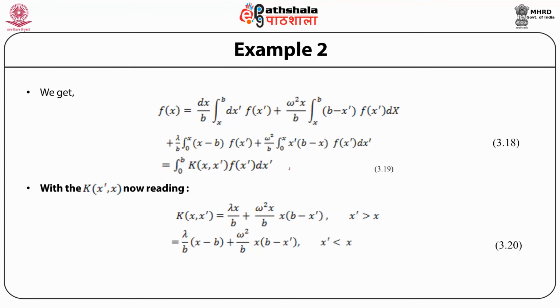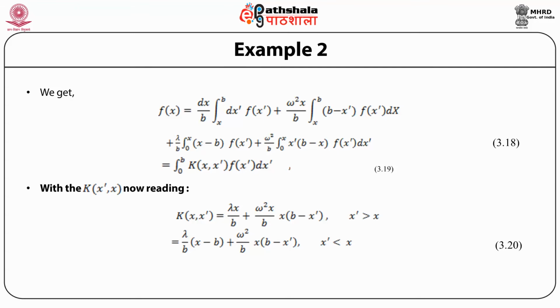of a function which we define as a function k of x and x prime, multiplied by f(x prime) over the whole range 0 to b, where the function k(x, x prime) is given by k(x, x prime) equal to lambda x by b plus omega square x by b, x into (b minus x prime), if x prime is greater than x, and is equal to lambda by b (x minus b) plus omega square by b multiplied by x into (b minus x prime) for x less than x prime.